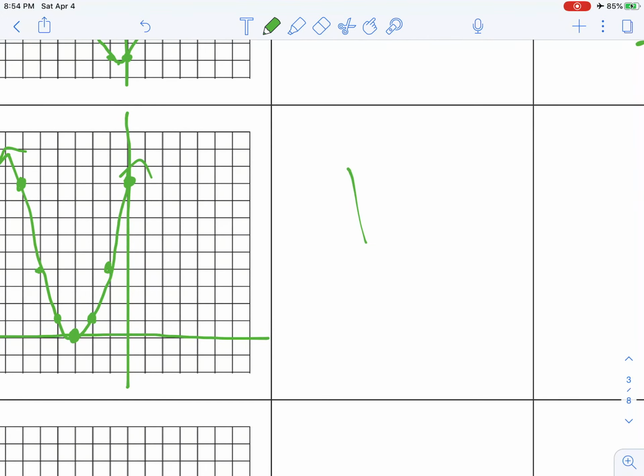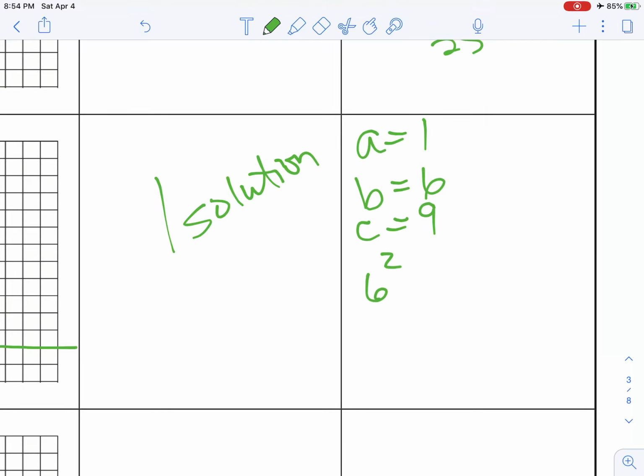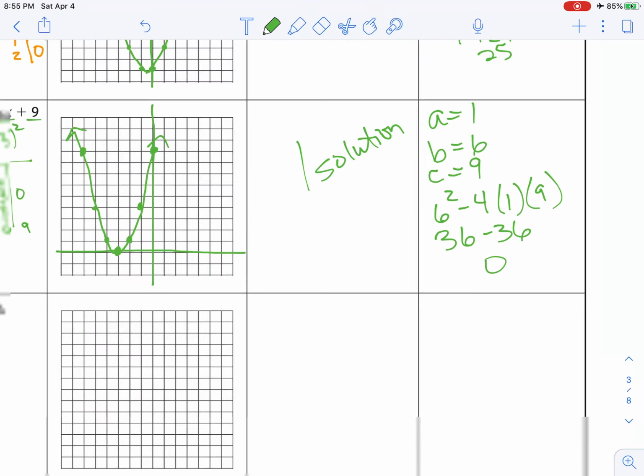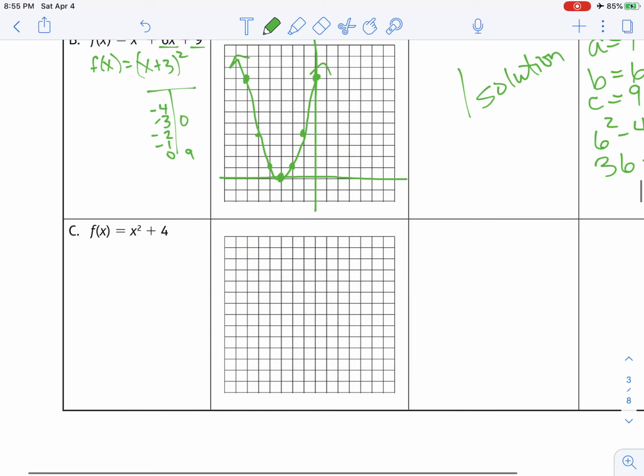Okay. So over here, there's one solution. So my A value was equal to 1. My B value was equal to 6. My C value was 9. So B squared minus 4 times 1 times 9. So 36 minus 36 gets 0. And that goes with what we've been talking about.